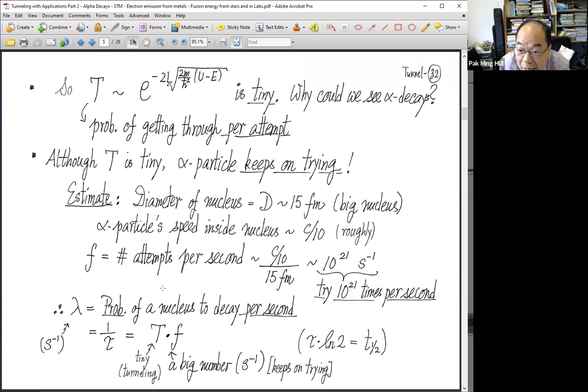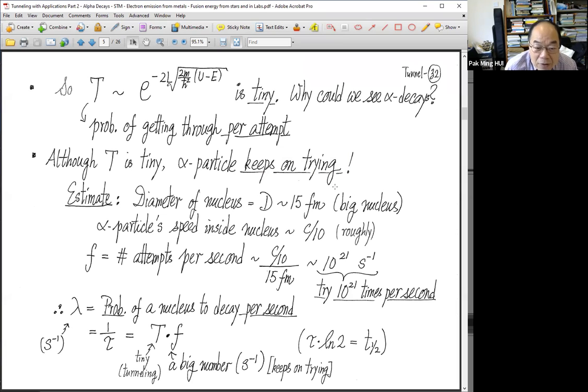For each attempt, if the probability is that tiny, the strategy is to keep on trying. In Chinese, there is a saying for this. So every attempt is very difficult to get out. Keep on trying. So we can estimate how many times it will try per second, for example.